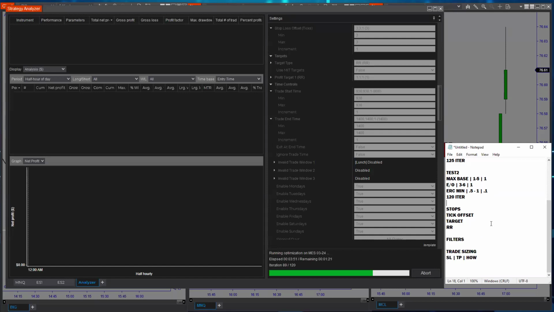Good question, Robert. It depends on the market you're trading. Does it make sense to separate optimizations for separate time frames? Yes, absolutely, depending on the algo and depending on the market.